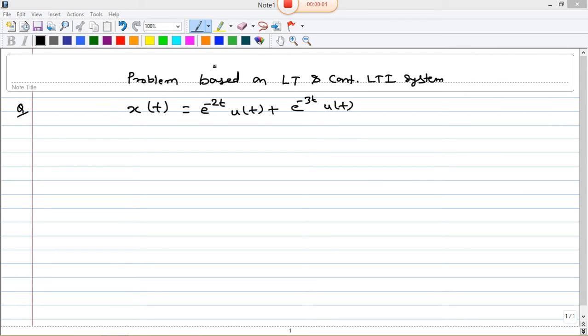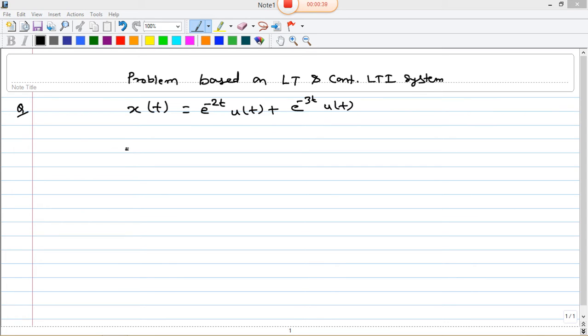Good morning, students. Today I am going to discuss some problems based on Laplace transform and continuous LTI systems. So the first question is we have to find the Laplace transform X(s) of this given function x(t), and we also have to sketch the pole-zero plot with ROC for this function.